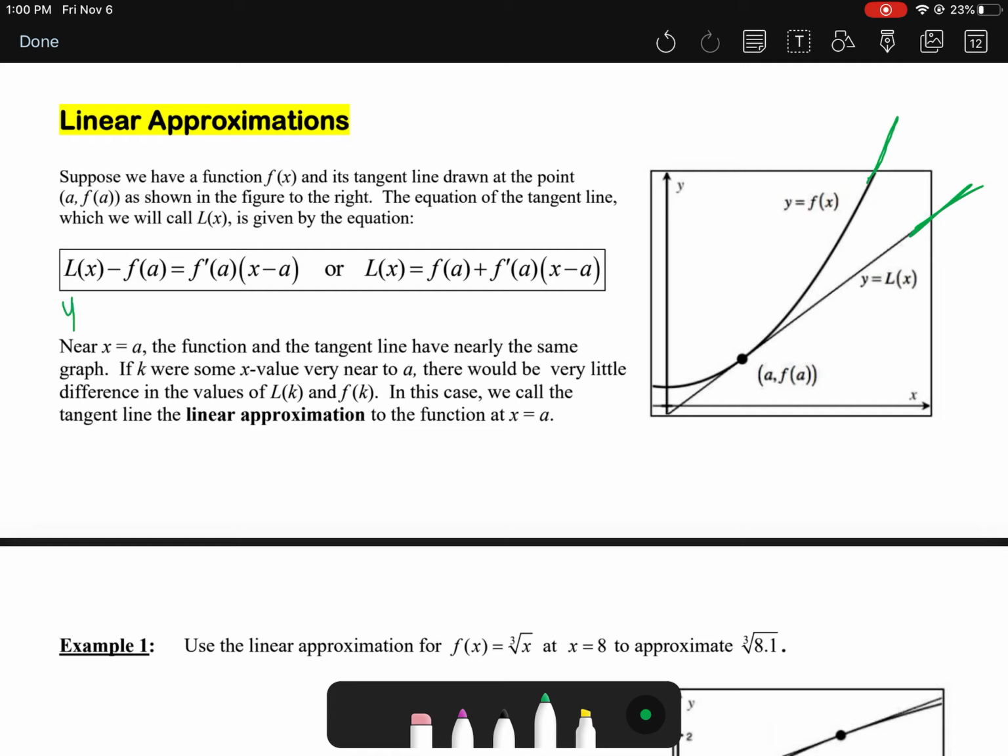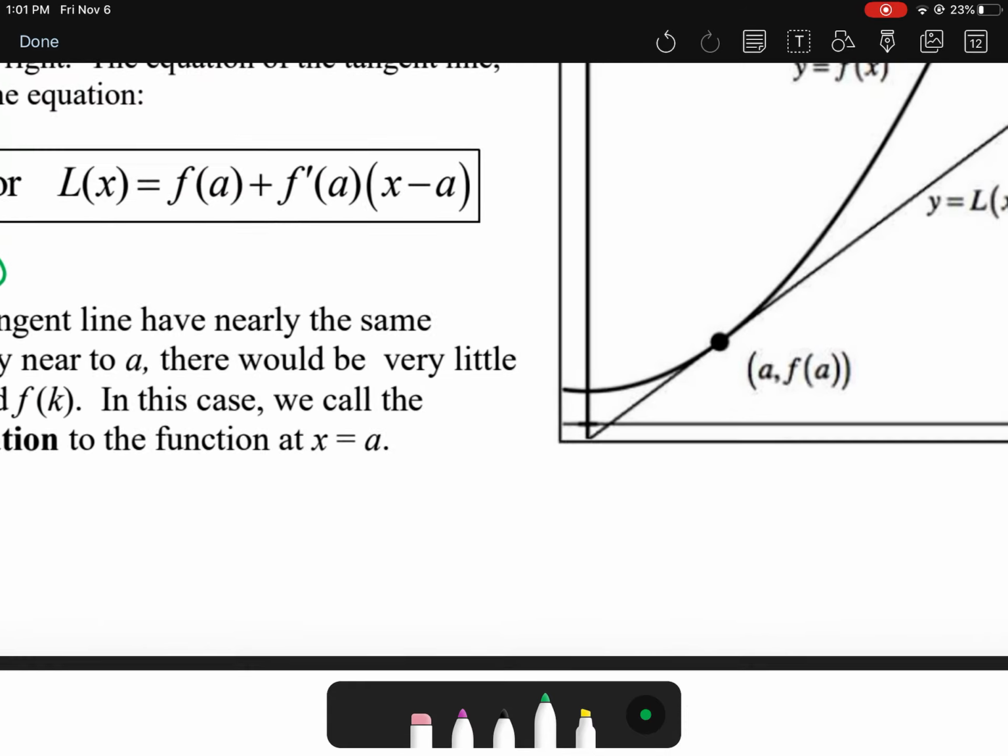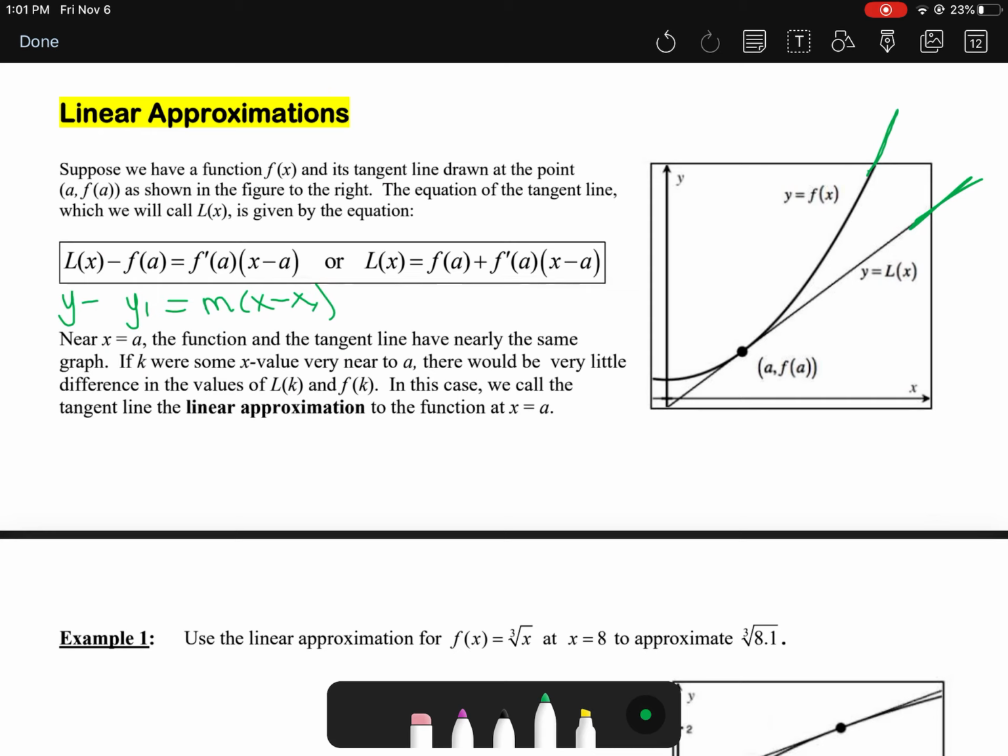And hopefully this does look familiar. It's very similar to point-slope form. And then you could say L of x is by itself, and you have f of a plus f prime of a times the quantity x minus a. So if you go near x equals a, the function and the tangent line have nearly the same graph. If you were to zoom in, keep zooming in there, and I can't zoom too much because it will kick me out of this program, you'll notice that both of them look the exact same.